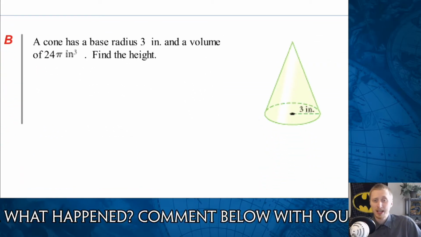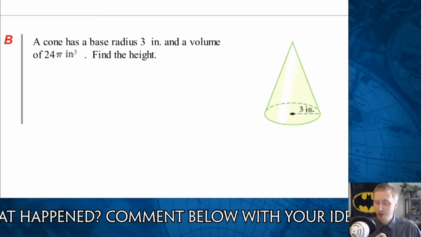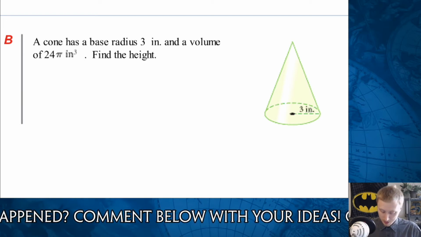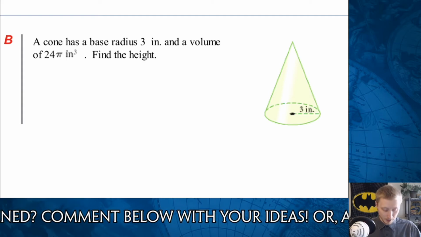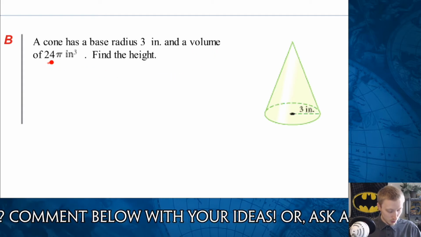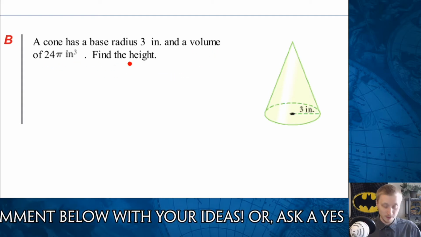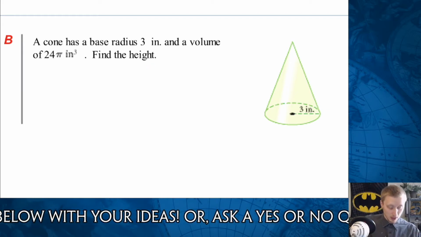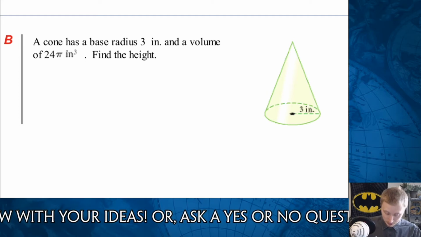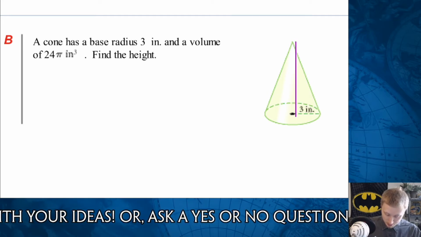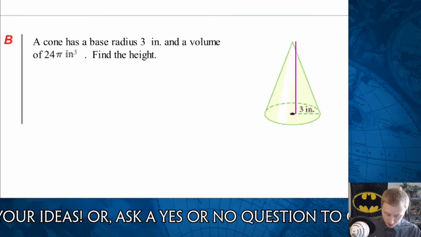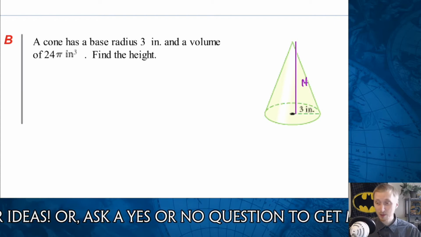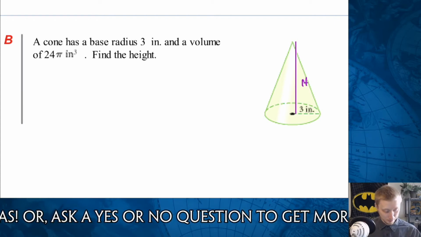So this cone has a base radius of 3 inches. You can see that marked there in the diagram. And a volume of 24 pi inches cubed. Find the height. This is one of those working backwards problems, guys. Let me mark in the diagram itself what we're looking for here. We're looking for that height right there.